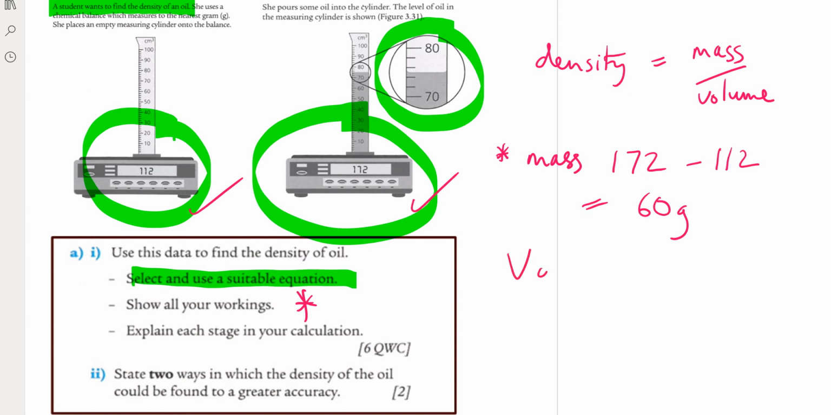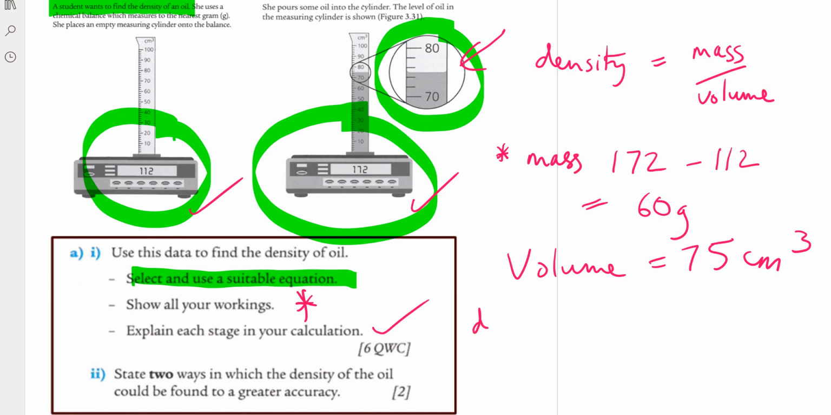The volume of the oil is this value right here, 70, 72, 74, 76. It is 75 centimeters cubed, or 75 milliliters. So you should be explaining each stage in your calculation as well. So you need to give a little bit more information than I've done.